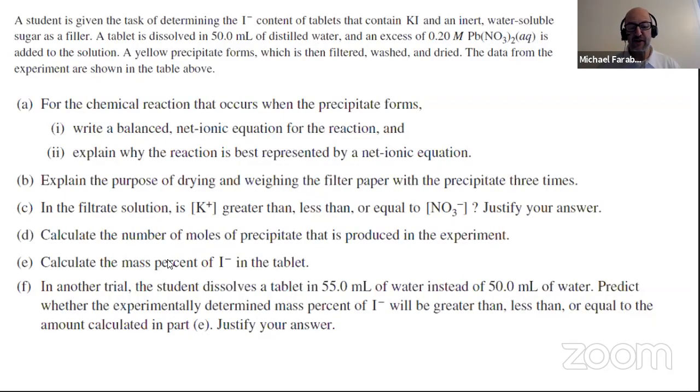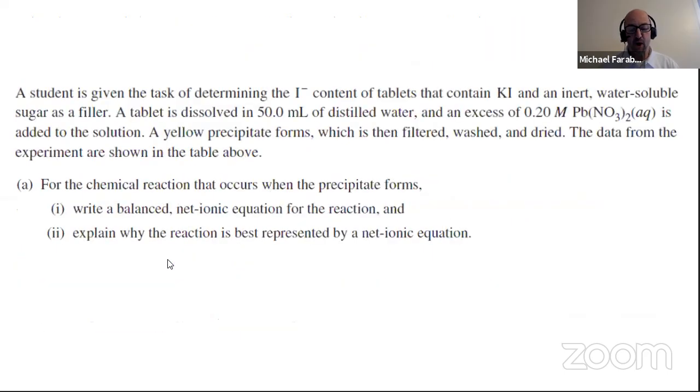For the chemical reaction that occurs when the precipitate forms, write a balanced net ionic equation for the reaction and explain why the reaction is best represented by a net ionic equation. So as you recall from yesterday's lesson, if you have a soluble ionic compound, we're going to split that up into ions. So each of these chemicals, the potassium iodide and the lead nitrate, are soluble in water. It's going to be a kind of double replacement reaction where you switch partners. So now the potassium bonds with the nitrate. So we have potassium nitrate and then the lead iodide.